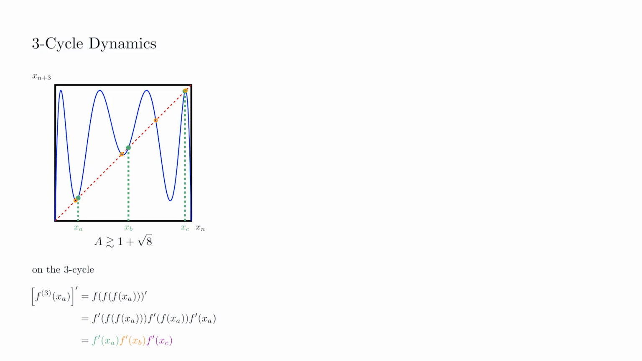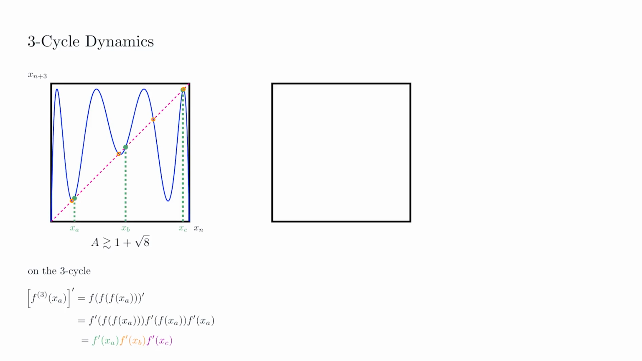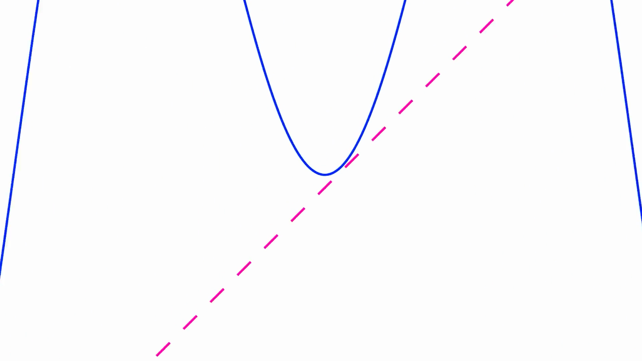Now, if we look at a little bit more detail, let's imagine looking where a is just less than 1 plus the square root of 8. In this case, our iterate function looks something like this. There's still the one unstable fixed point, but now you see that the function does not touch the 45-degree line. Let's take one of the branches of this iterate function, and it looks something like this. It barely misses the 45-degree line.